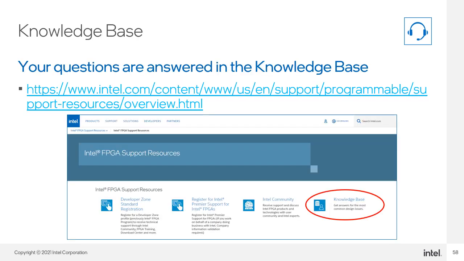The knowledge base is a good place to start when you have a question or run into a problem. If someone has encountered a similar issue before you, the knowledge base may already have it documented with a solution or workaround. If you run into a strange error message, try entering it here to see if it is a known issue. You can also find known documentation issues here. To access the knowledge base, click the link provided here and scroll to the bottom of the page. You can also navigate here from the support section at the top of all Intel FPGA web pages.